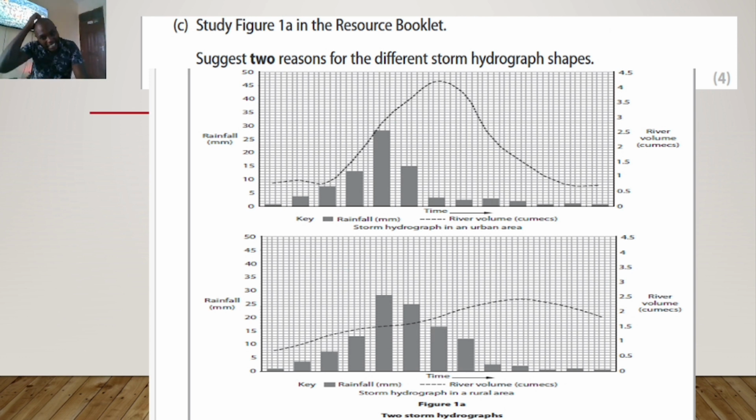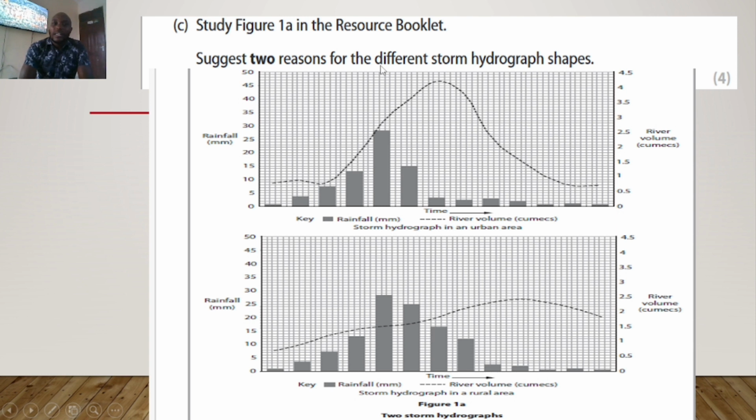Now look at this first storm hydrograph, because this is a storm hydrograph. We have a rainfall event, or you can say a storm event, and then we have the volume of water changing. This is a graphical representation of river discharge in response to a rainfall event. From the definition, I think you remember. This is a storm hydrograph in an urban area, and this is a storm hydrograph in a rural area.